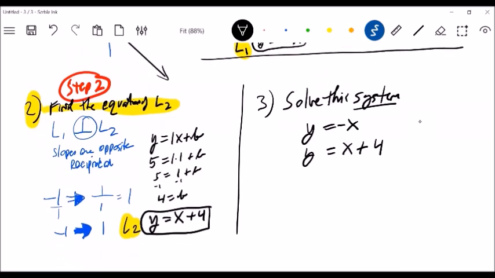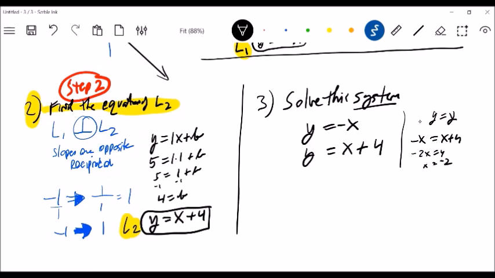Now we can do this numerous ways. There are different ways of elimination. It'd be easy to do that here. We could just add these together, or we could do substitution. One way to do it would be to take the fact that y equals y, and we'd do negative x equals x plus 4. And then subtract the x's, we get negative 2x equals 4, x is negative 2.